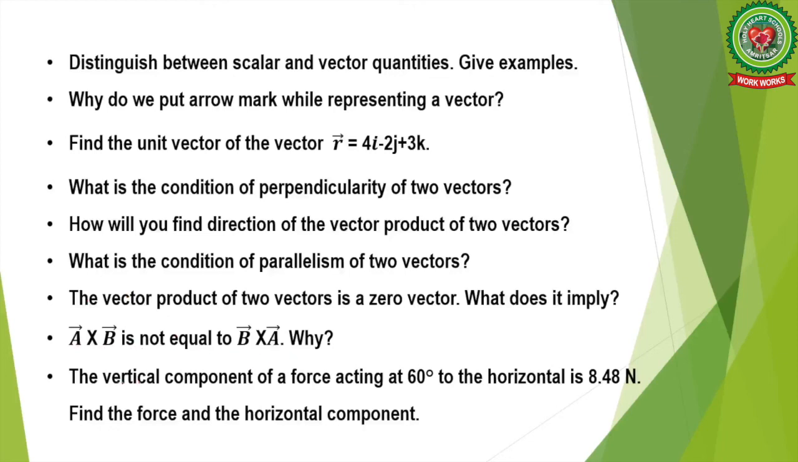The vertical component of a force acting at 60 degrees to the horizontal is 8.48 Newton. You are given the vertical component, and the angle it makes with the horizontal is 60 degrees. You have to find the force and the horizontal component. This numerical you are going to solve with the help of resolution of a vector.